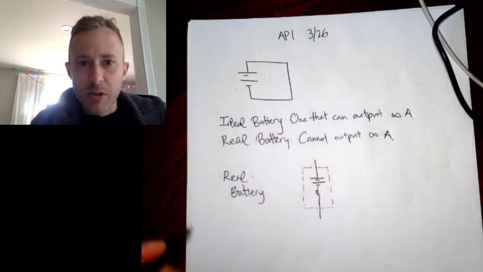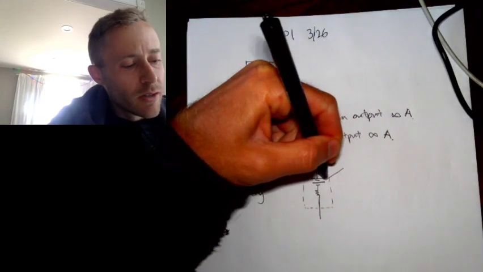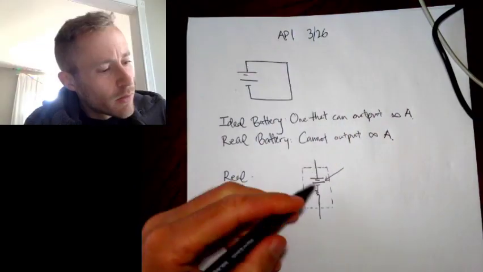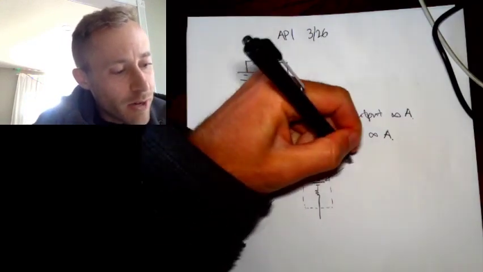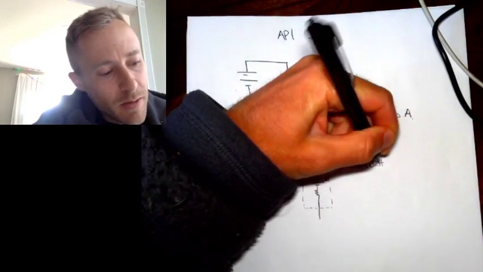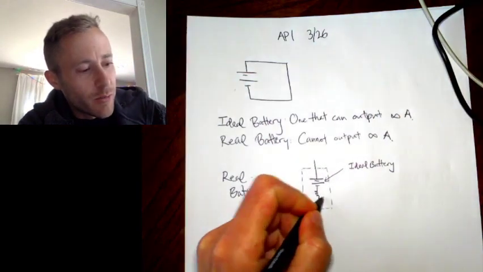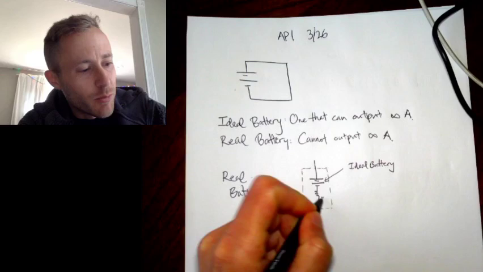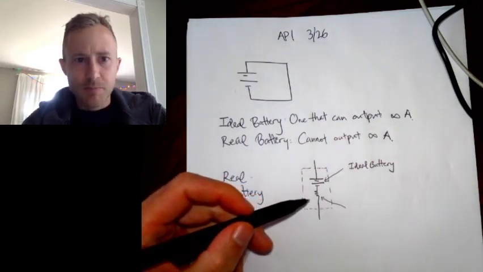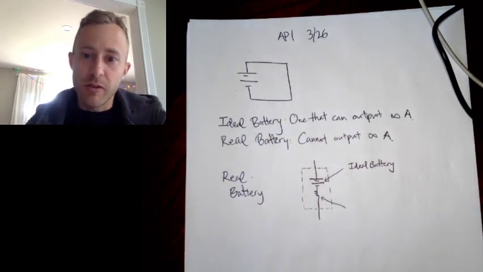So a real battery behaves like an ideal battery in series with a resistor. Okay, so this resistance right here is what limits the current that flows out of the battery.